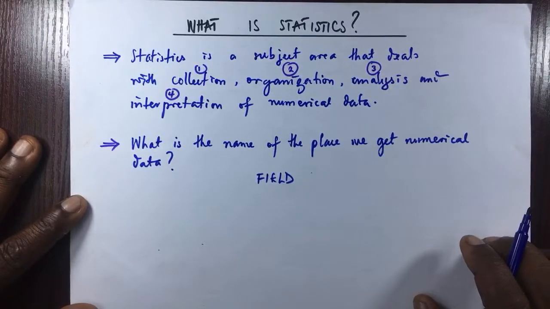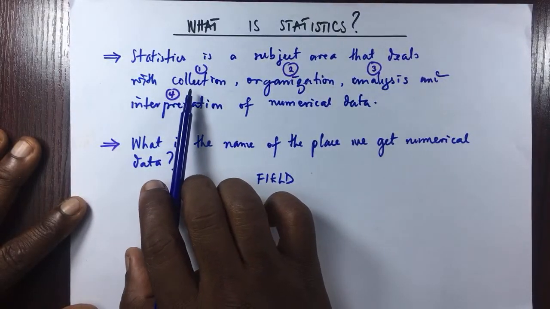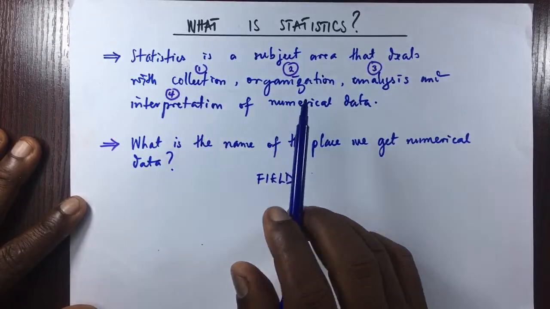Okay? I'll repeat that again. A field in statistics as a subject area is a place or wherever you get your numerical data from. Okay? So you remember from this definition, the first thing we do in statistics is collection of what?